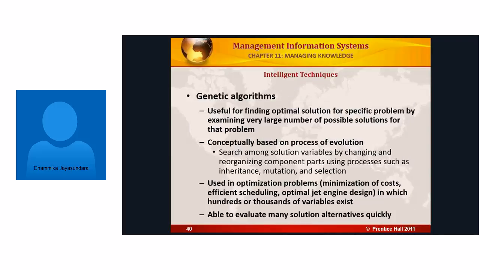And genetic algorithms are useful for finding optimal solutions for a specific problem by examining a very large number of possible solutions for that problem. Conceptually based on the process of evolution, they search among solution variables by changing and reorganizing component parts using processes such as inheritance, mutation, and selection. Used in optimization problems in which hundreds or thousands of variables exist. Able to evaluate many solution alternatives quickly.